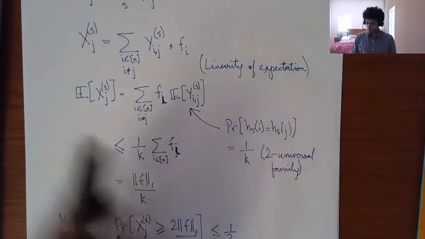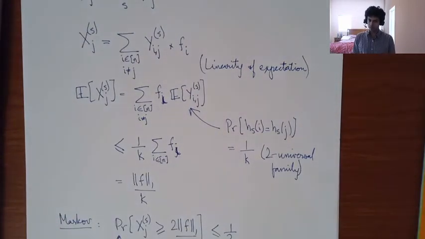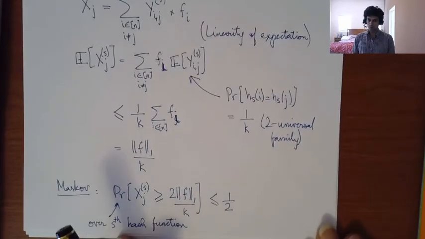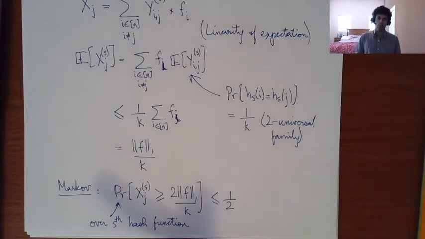So it's f_i, and by linearity of expectation, I get this bound. I apply the Markov bound, so the probability that the overestimate is more than 2 times essentially m over k is at most a half. And this is for the sth hash function.